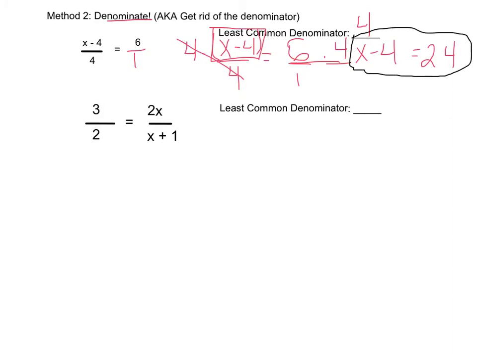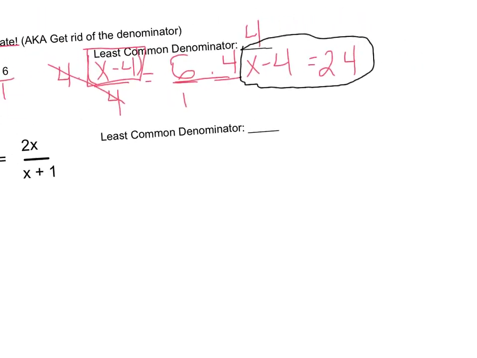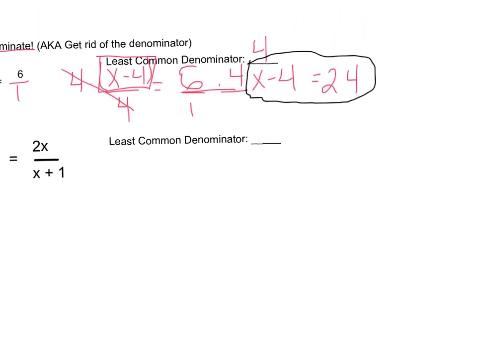Alright, now this is like any other equation you have ever solved in your entire math career. Just get that x all by its lonesome. So I'm going to add 4 to both sides. X equals 28. There we go. We have an x equals and a number. So we know that we're done.